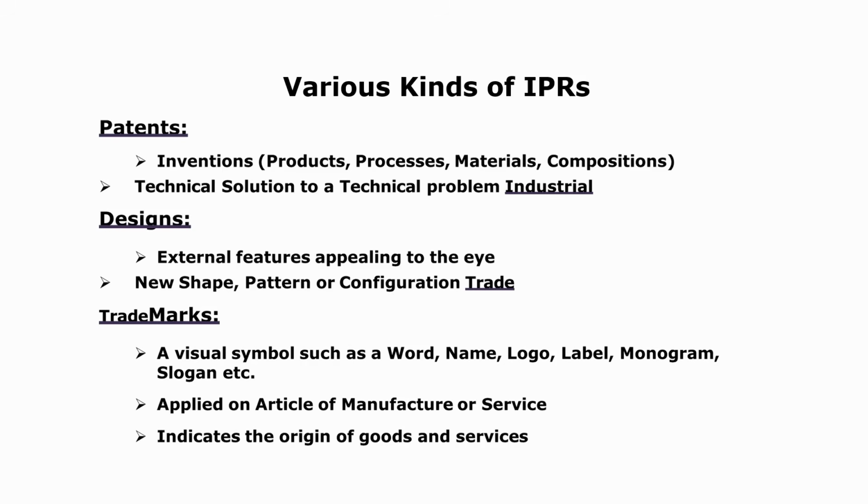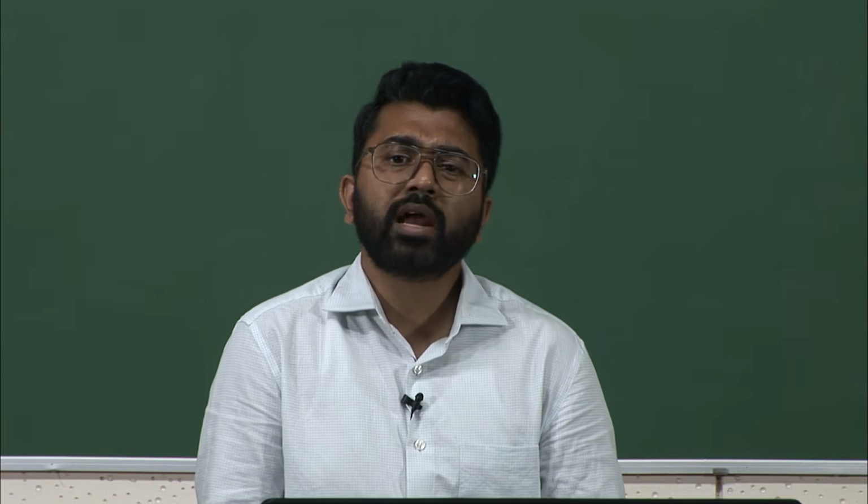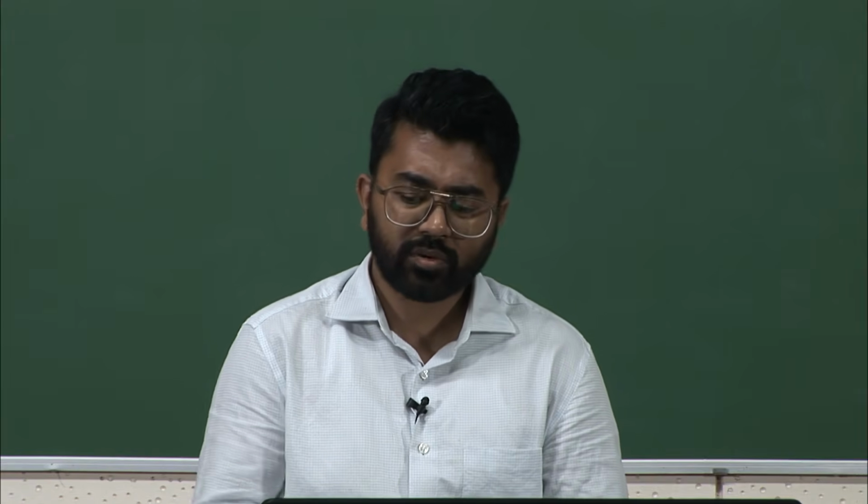Trademarks: a visual symbol such as a word, name, logo, label, monogram or slogan which is particular to a product or a company. This is typically applied on the article of manufacture or service, right, and indicates the origin of the goods and services. Trademarks like Coca-Cola, McDonald's, we have talked about trademarks quite a bit, right.